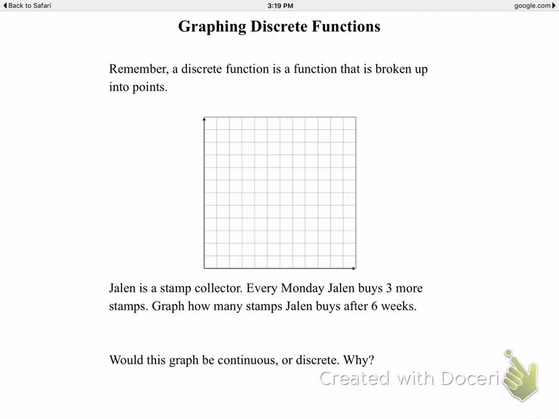So if we want to graph this, we have to first label our axes. On the x-axis, we're going to have weeks, since he buys 3 stamps each week. And on the y-axis, we're going to have stamps. Now we want to know how many stamps he's going to buy after 6 weeks. So we're going to have 1, 2, 3, 4, 5, and 6. And then on the left, we can go up by intervals of 3 since he buys 3 each week. So we'll have 3, 6, 9, 12, 15, 18, so on, all up to 21.